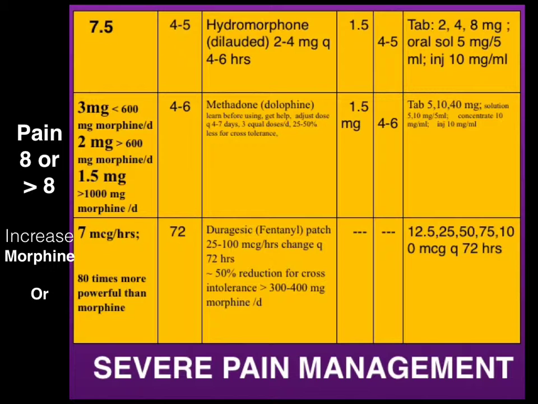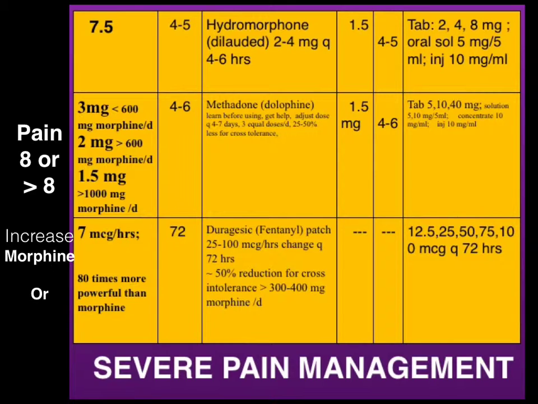For severe pain, either increase the dose of oxycodone or MSIR or MS-Contin or OxyContin you started, or choose hydromorphone, which is dilaudid. Here, 7.5 milligram of hydromorphone equal to 30 milligram of morphine. And methadone is another medicine you can use, which is cheaper. And for less than 600 milligram of morphine per day, the equivalent dose is about 3 milligram of methadone equals to 30 milligram of morphine.